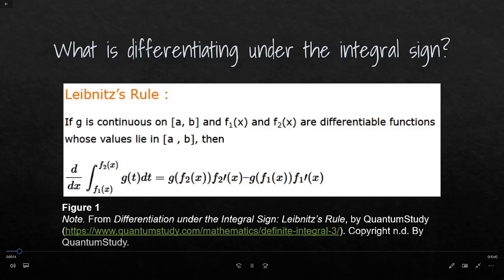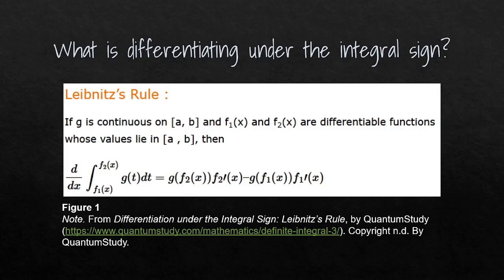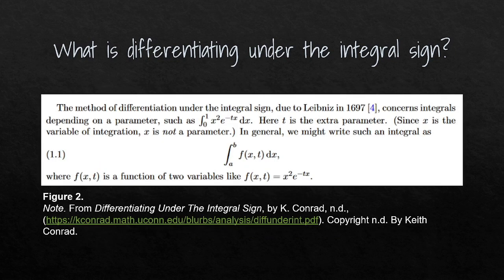Differentiating under the integral sign is an operation in calculus used to evaluate certain integrals that would otherwise be impossible through interchanging the order of integration and differentiation. This method, otherwise known as the Leibniz integral rule, concerns integrals depending on an extra parameter such as t, as noted by Conrad.